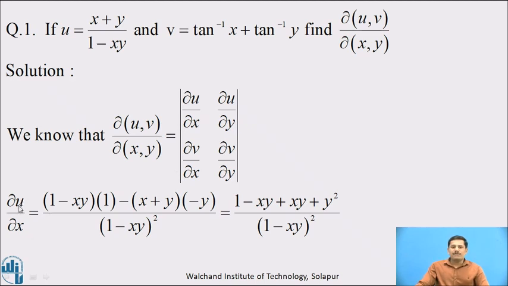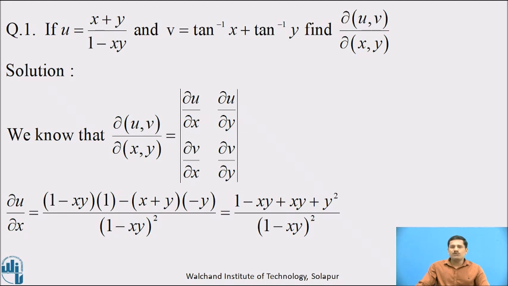First, differentiating u partially with respect to x, treating y constant. Now, here we can observe that u is provided in terms of a rational function, where the numerator and denominator both contain functions of x.